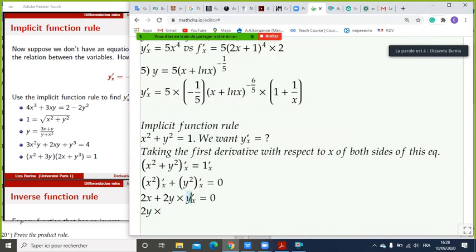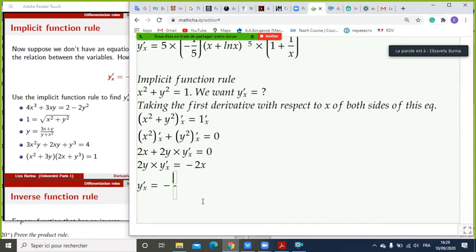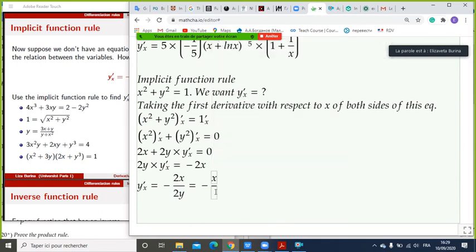Y prime x minus, minus 2x. So y prime x equals minus the fraction of 2x over 2y. So it's just minus the fraction of x over y. Okay, so perfect, we got something.